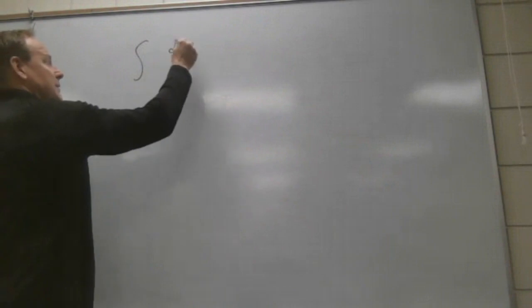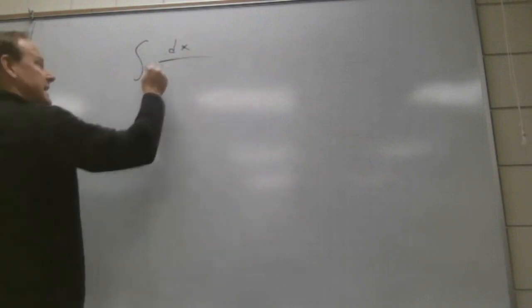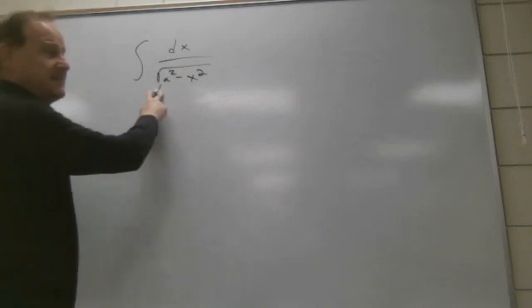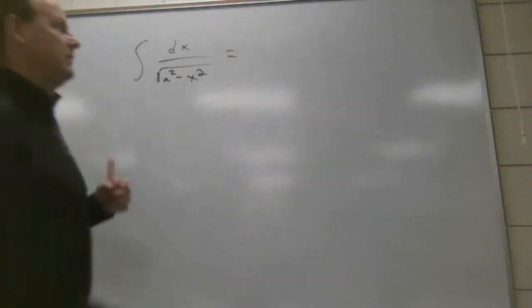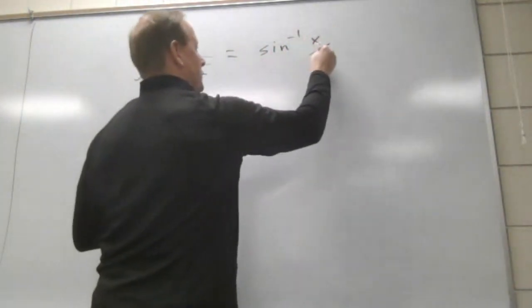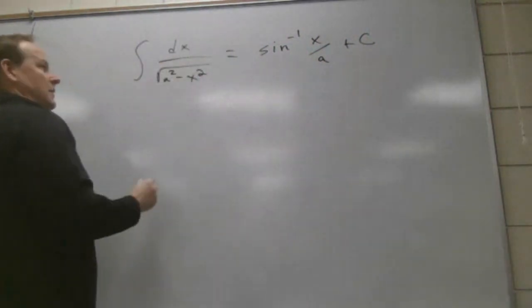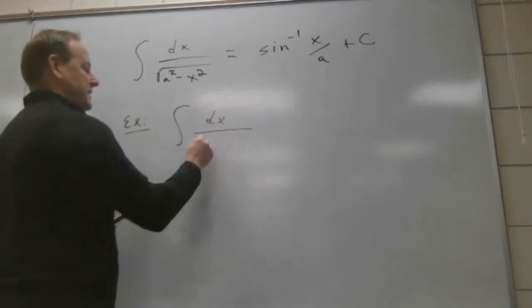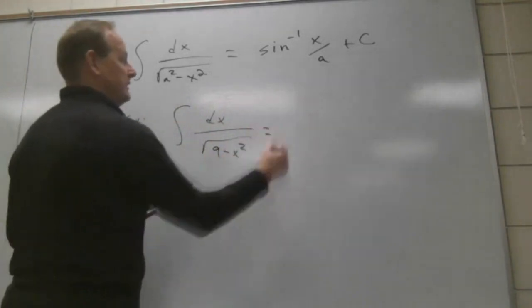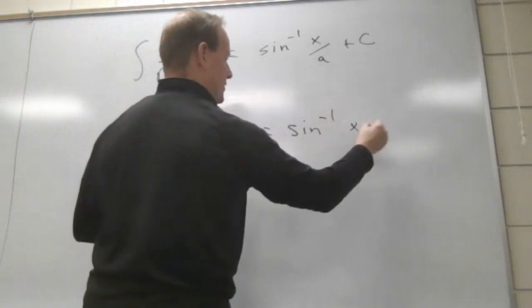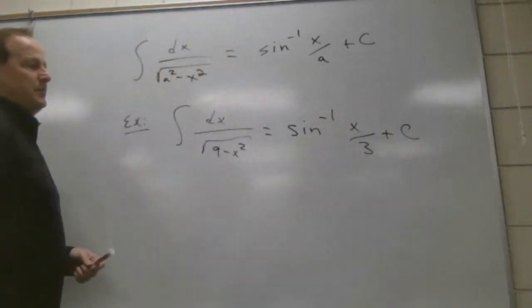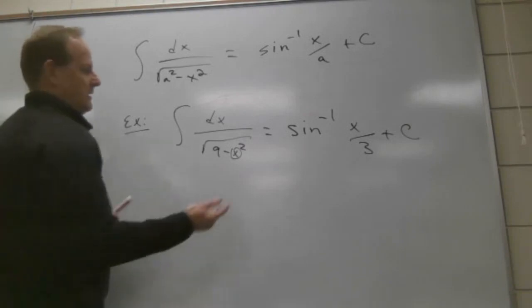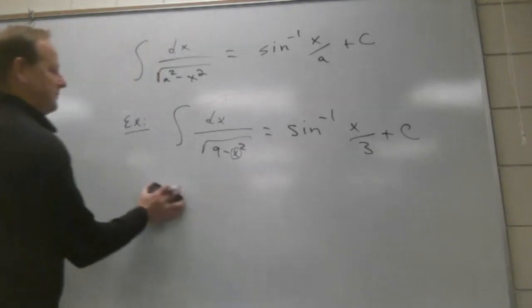If I have the antiderivative with respect to x of the square root of a squared minus x squared, where x is a variable and a is a constant, then this is going to equal the arc sine of x over a plus c. So there's no 1 over a in front of this. For example, the antiderivative of the square root of 9 minus x squared is the arc sine of x over 3 plus c. Pretty simple deal. If you have a function of x there, we might need to use substitution, so try to make it look like that.